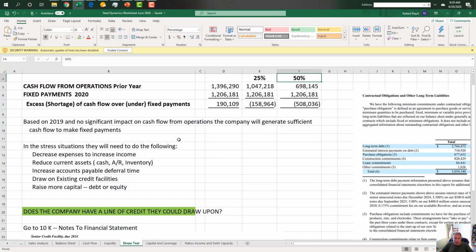Decrease expenses to increase income, reduce current assets, cash, accounts receivable. How could they try to collect their accounts receivable faster? Can they reduce their inventory? Can they defer the accounts payable second? Can they draw on existing lines of credit? Do they need to raise more capital and more debt?